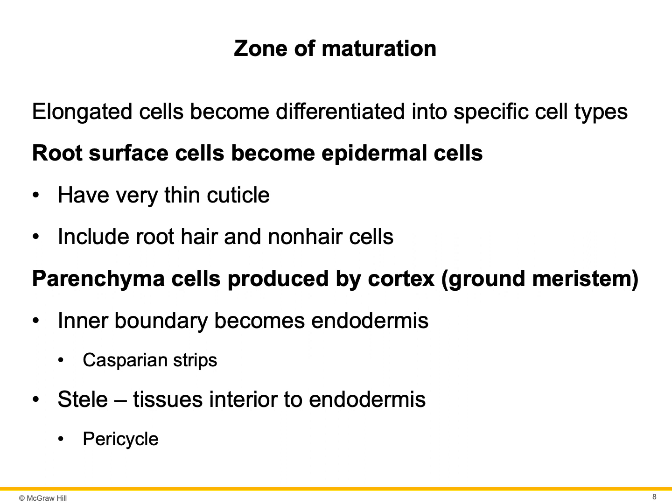All tissue interior to the endodermis is collectively called stele. Immediately adjacent to the interior of the endodermis is a layer of parenchyma cells known as pericycle. Pericycle gives rise to lateral roots or lateral meristems in eudicots.